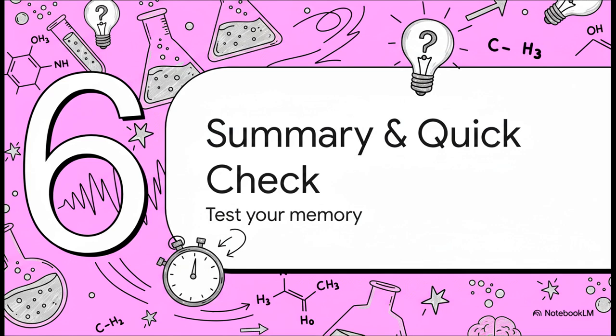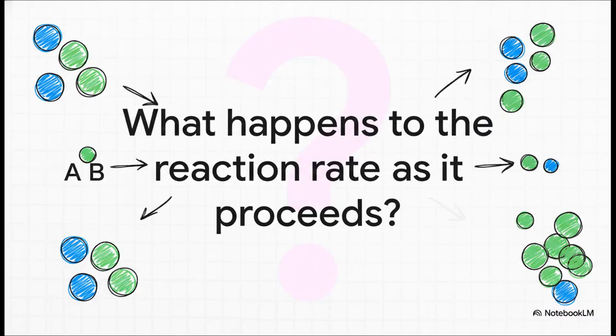Section 6, Summary and Quick Check. Time to test your memory. Okay, I want you to actively think about the answers to these before I reveal them. Ready? Here is Quick Check 1. According to the syllabus notes, we literally just covered what happens to the rate of reaction as the reaction proceeds. Take a second to think about it. Does it stay the exact same? Does it speed up? Nope, it slows down. As the reaction proceeds, your reactants are getting used up, so the rate naturally decreases until it eventually just stops.